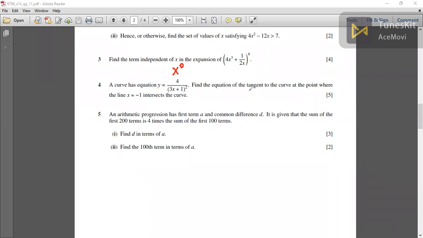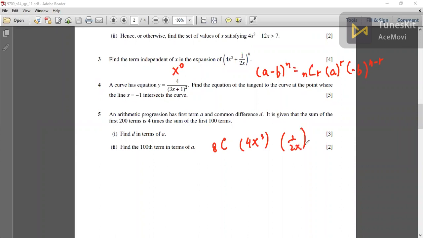This is about the binomial expansion. Remember, when we have (a minus b) to the power of n, it is nCr times a to the power of r and minus b to the power of n minus r. So we have the n, it is 8. So 8 combination r, we just leave the r first. And then this is 4x to the power of 3 times 1 over 2x to the power of 1. So we have to make the combination: how much the power, so we can get the x to the power of 0.